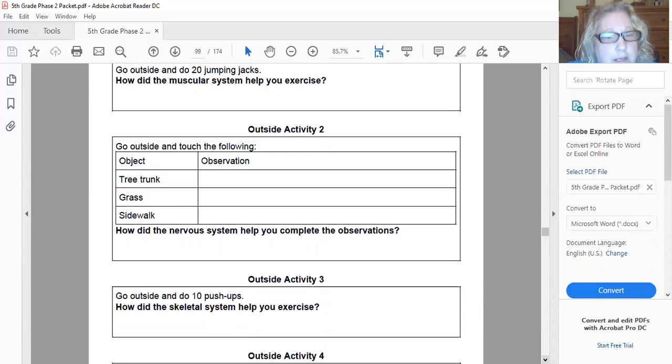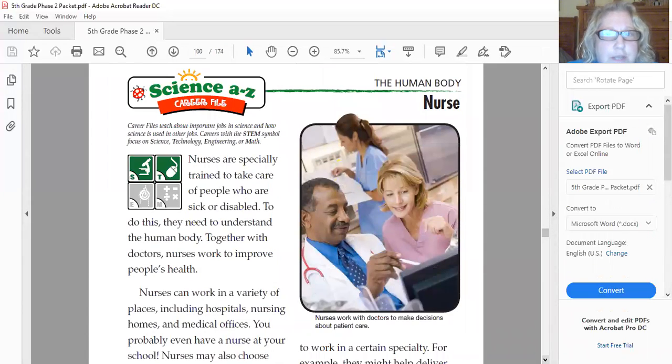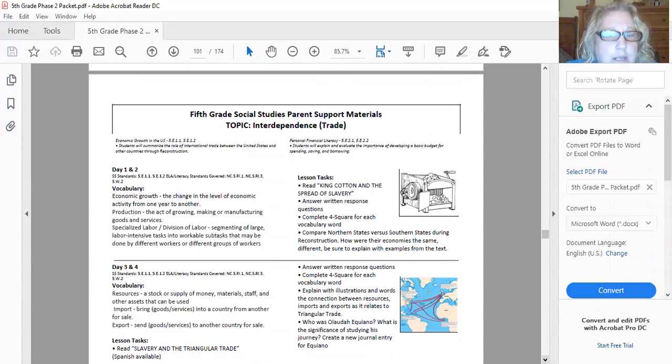Just keep on looking down through. Here's the nurse article that they said you could read, and that's a really good one to read right now because we are really depending on our nurses to take care of us. This is like support material that can tell you what to do every day if you need some help.